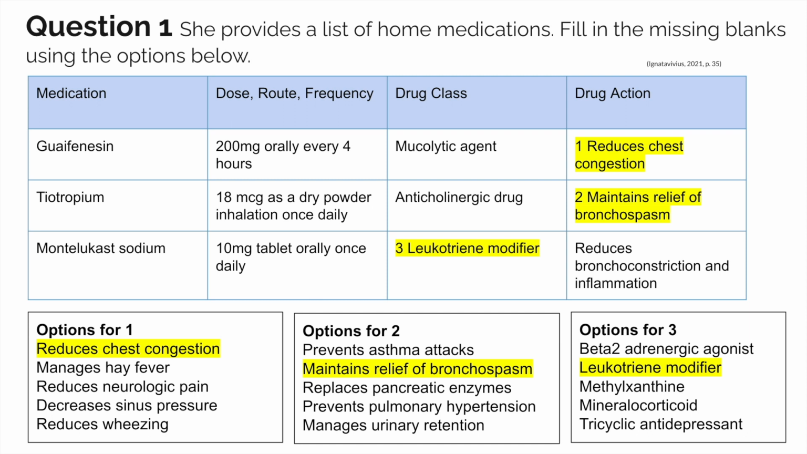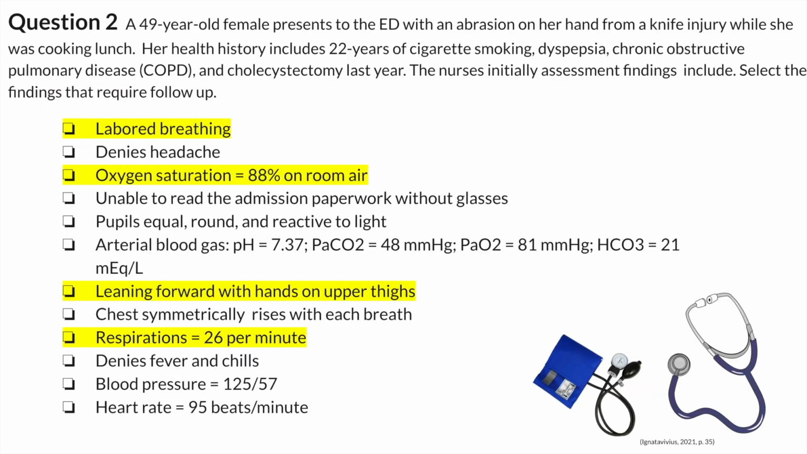It's an anticholinergic drug, and this helps to maintain the relief of a bronchospasm. For montelukast sodium, 10 milligrams tablet orally once daily. This is a leukotriene modifier, and it reduces bronchoconstriction and inflammation. So this question, we're selecting which assessment findings you would follow up with as a nurse.